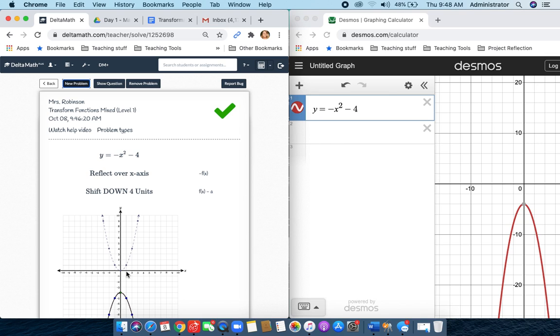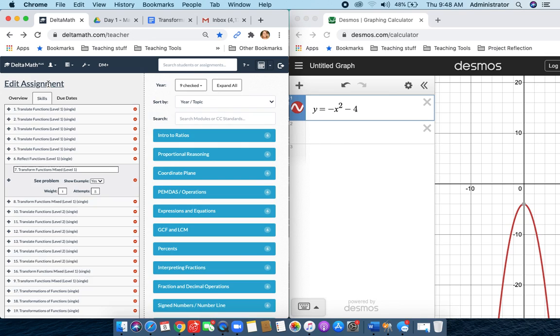So please, please, please write this down and have these examples in your notes, because if not, when you go to take your quiz and test next week, you might not remember it. And we don't want that. We want you to have plenty of examples.